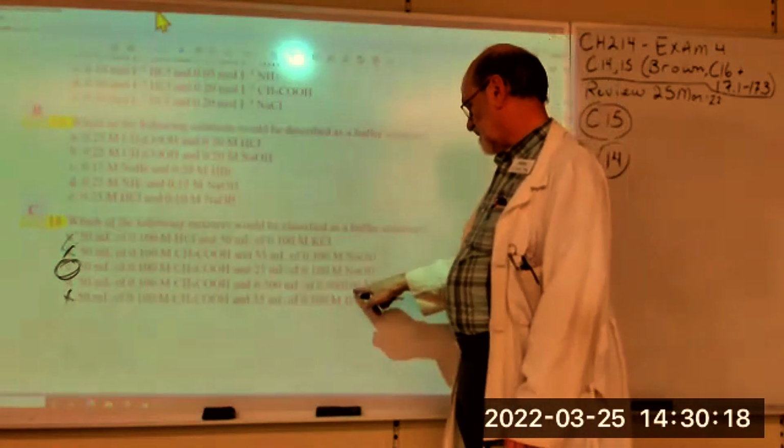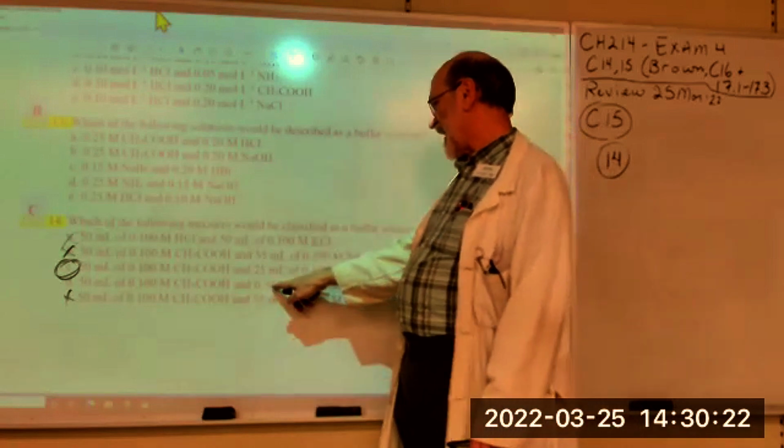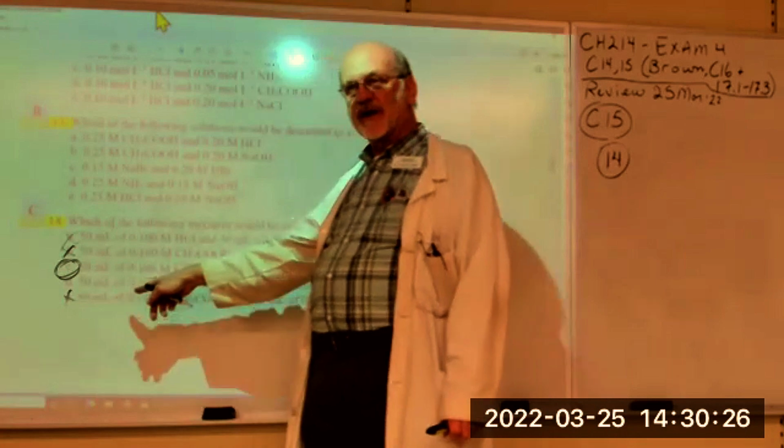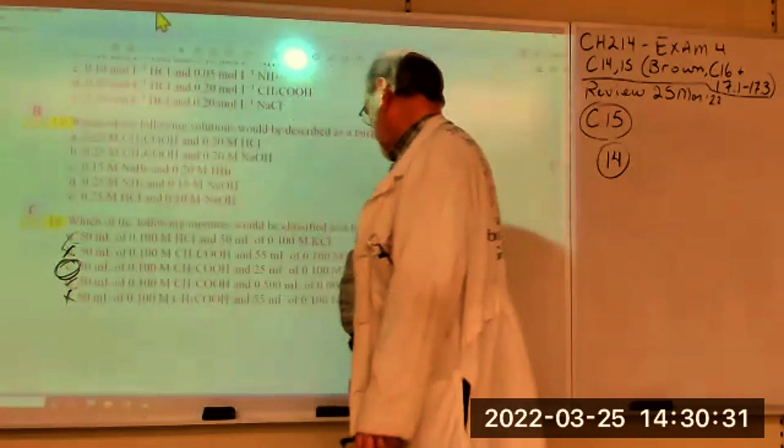This one, you don't add nearly enough. A half a milliliter of that concentration won't get you anywhere near the buffer zone. So C is the best answer.